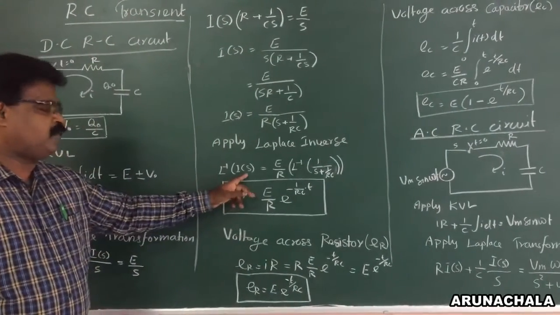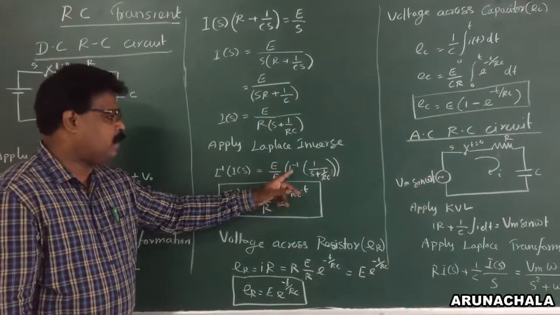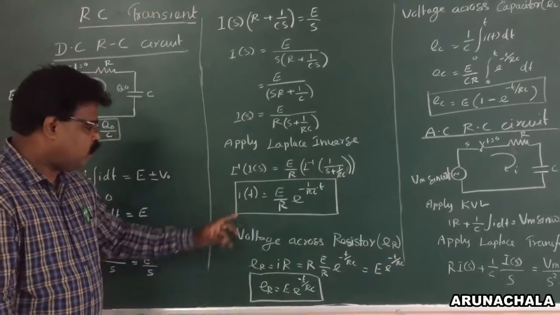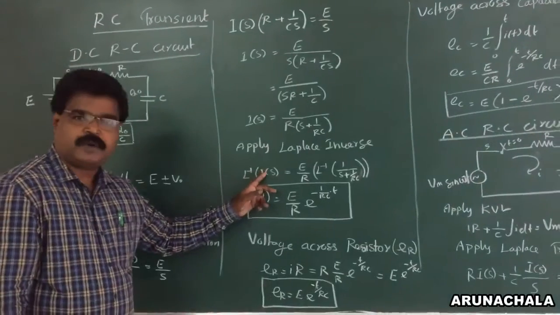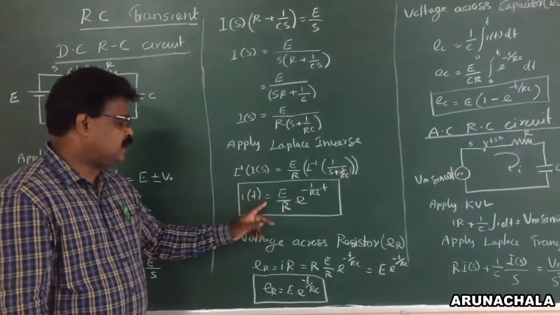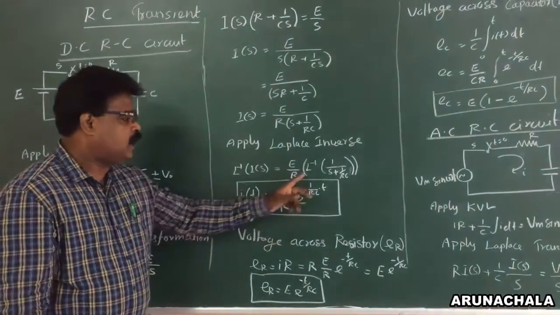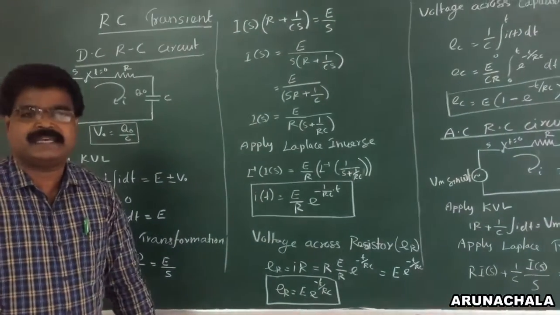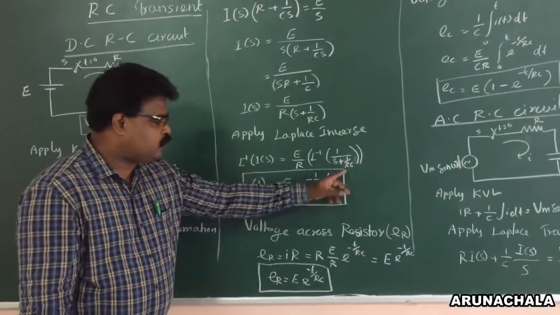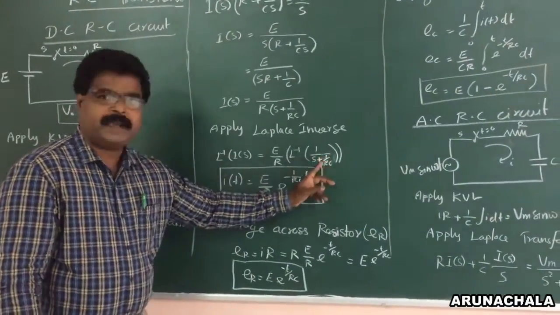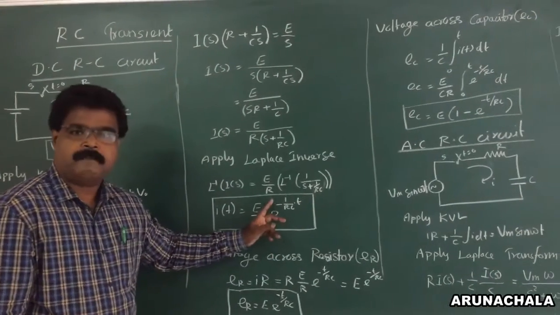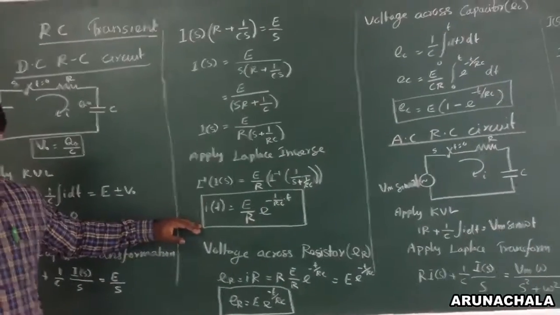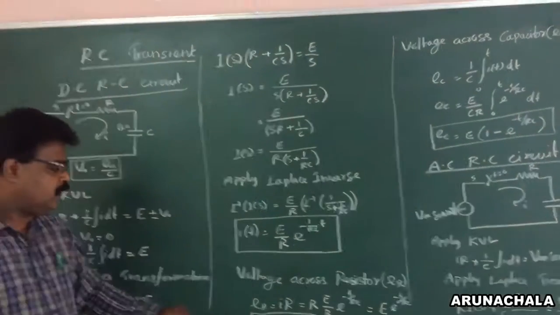So Laplace inverse of I of S is E by R into Laplace inverse of 1 by (S plus 1 by RC). So I of t is equal to E by R into Laplace inverse of 1 by (S plus a). You know that it is e power minus at. What is the value of a here? 1 by RC. So e power minus 1 by RC into t. So this is the formula to calculate I of t.